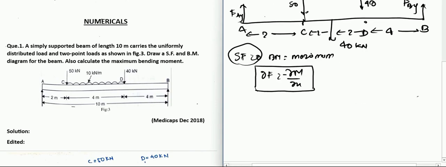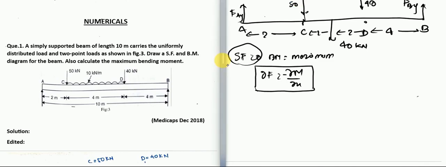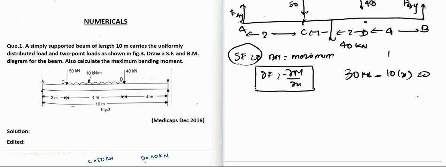So let us calculate at the point where the shear force goes to 0. At C, we have an upward 30 kilonewton force, as we calculated for the shear force here, and the UDL is 10 kilonewton per meter. Let us say somewhere at x it goes to 0, because we know that at D it is going to minus 10. At x there is a 30 kilonewton force and a UDL acting downwards. So 30 minus 10x is 0, and x comes out to be 3 meters here.